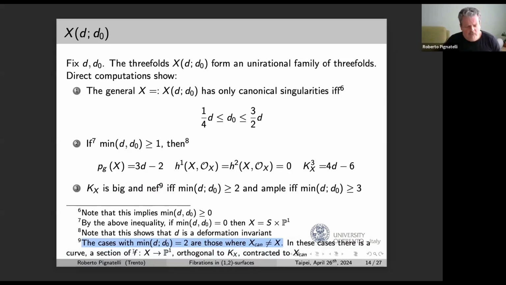Because in that case, I have a curve orthogonal to the canonical divisor, and to get the canonical model, I have to contract this little curve. So this happens only when the minimum is 2. When the minimum is 3, so when the genus is high, then this doesn't appear. It doesn't happen because this inequality forces D0 to be high enough, and then this minimum will be bigger than 3. But for small pg, you get these cases where you have a curve to be contracted if you want to see the canonical model.